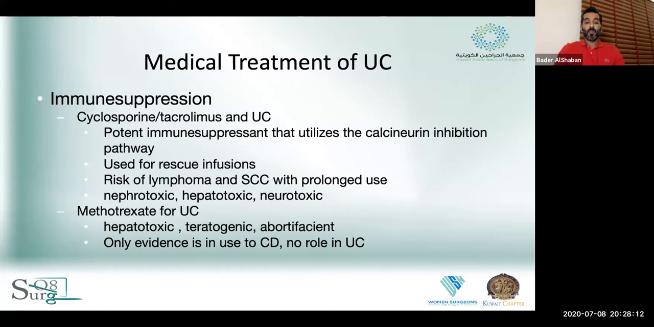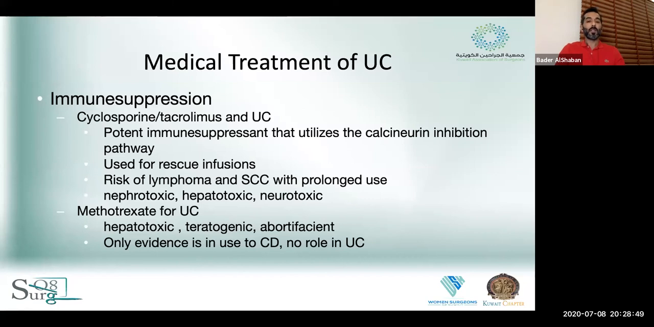Cyclosporin and tacrolimus are very potent immunosuppressants. They were imported from our colleagues in transplant specialties. They utilize the calcineurin inhibition pathways. They were commonly used as rescue infusions with a high risk of nephrotoxicity, hepatotoxicity, and neurotoxicity. And it is also important to note the fact that there is a very long-term association between patients that stay on these drugs for a long time and lymphoma or squamous cell carcinoma.